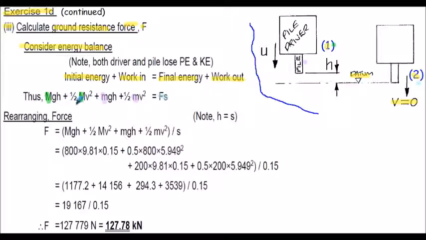So all the energy at position 1 on the left-hand side of the equation is now being transferred into work out of the system. In other words, force multiplied by distance. And the force here is applied from the ground on the pile to bring it to rest. So rearranging the equation to find force F, we simply divide throughout by the distance S. Do note in this question though that height h and distance S travelled are actually the same thing. They're both 0.15 meters. All we do now is put the numbers into the equation and evaluate. And we find that the final force is 127,779 newtons, or 127.78 kilonewtons.